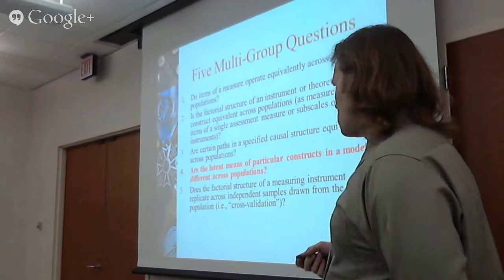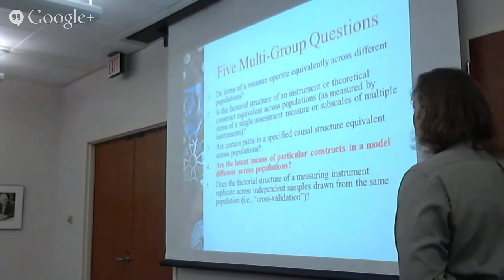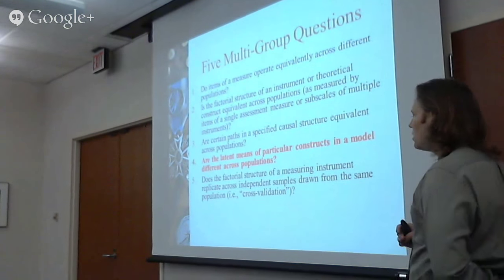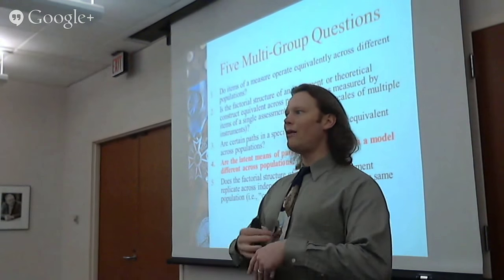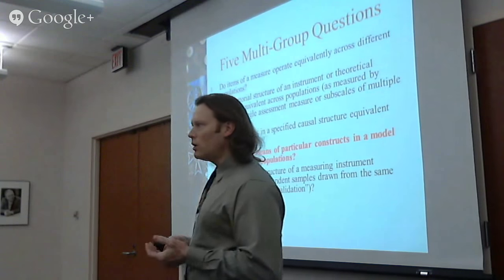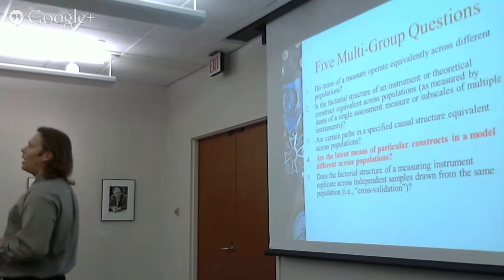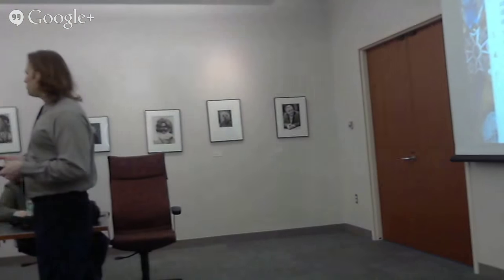The 4th question, which is bolded red because that's the question we're really going to focus on today, is, are the latent means of particular constructs in a model different across populations? So we now come to this point where I say, okay, so in my field, I'm math education, so I talk a lot about achievement tests. And so other areas will talk about other kinds of scores just as much as I talk about achievement, but for the purposes of this, I'm going to stick with what I know.